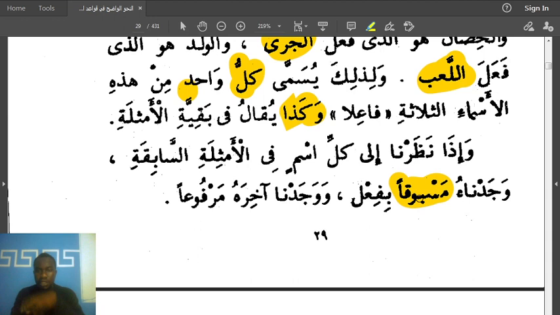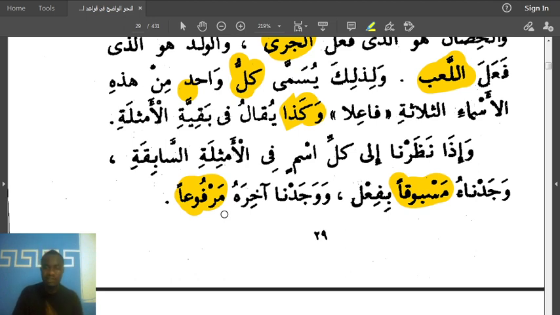This vocabulary keeps repeating itself in the book, so we need to keep it. So وَجَدْنَاهُ مَسْبُوقًا بِفِعْلٍ, we find it preceded by a verb. وَوَجَدْنَا, and we find آخِرَهُ مَرْفُوعًا, we find its ending being marfu'. You find the ending of the noun being marfu'. What we mean by marfu', in English we say nominative case. It's in the nominative case.